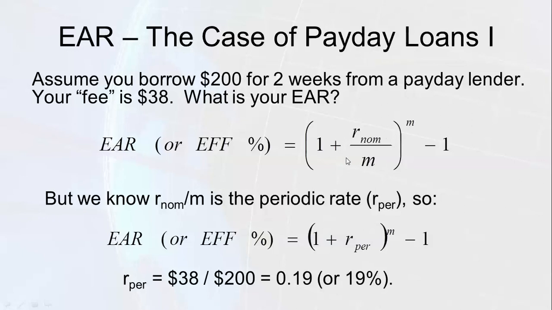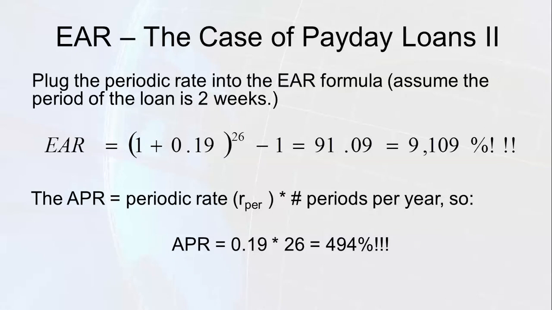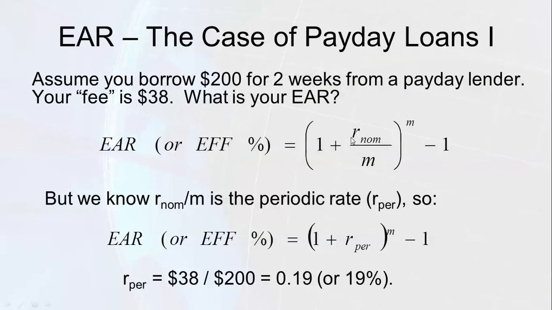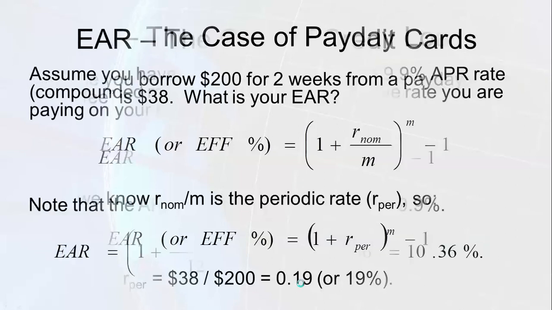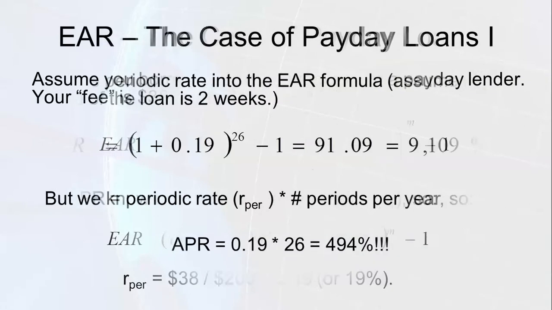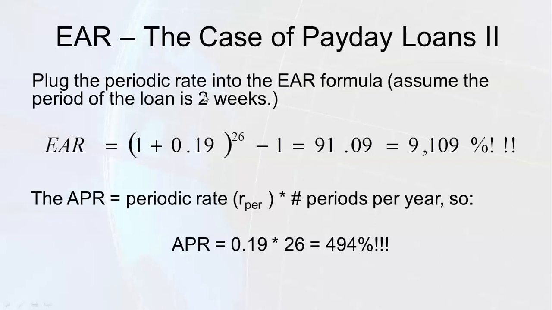Okay, so this whole thing here is 19%. So let's plug that 19% in our formula. So 1 plus rate per period, which is nominal rate divided by M. In this case, this is rate per period equals 19%, and then the rate is for 2 weeks.